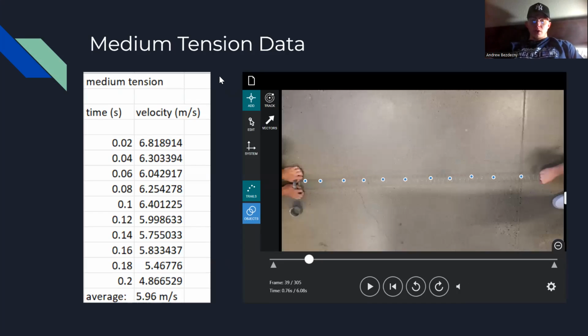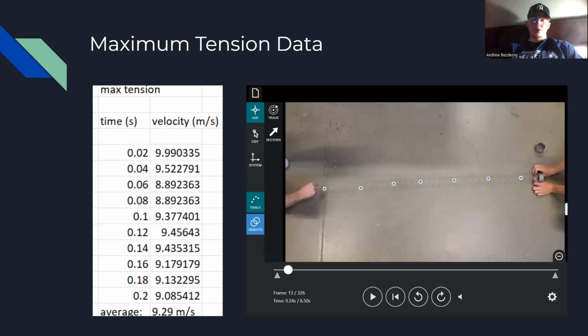We did a similar process with medium tension and marking the different points of the wave through different frames. With this, though, we see a slightly higher average velocity of 5.96 meters per second. So slightly increasing from the slinky with the least amount of tension.